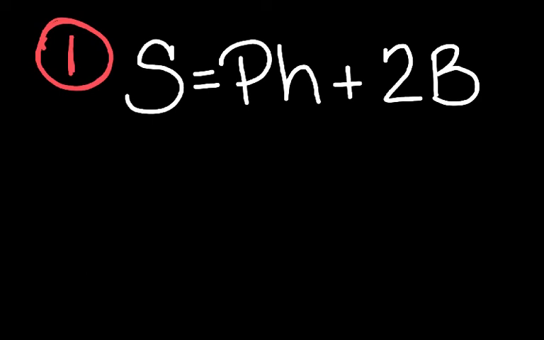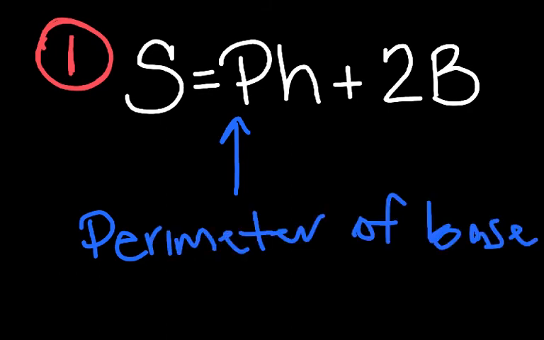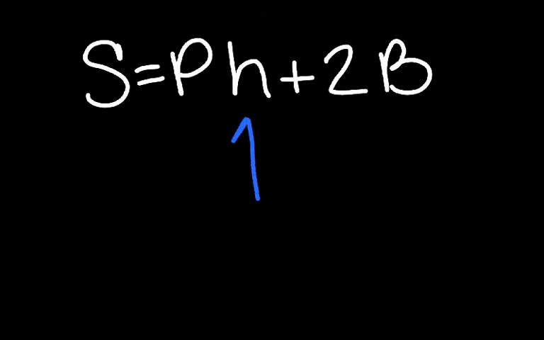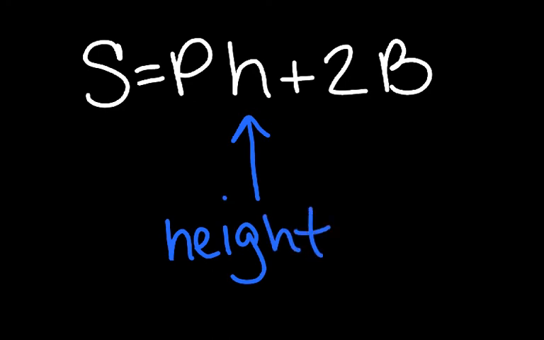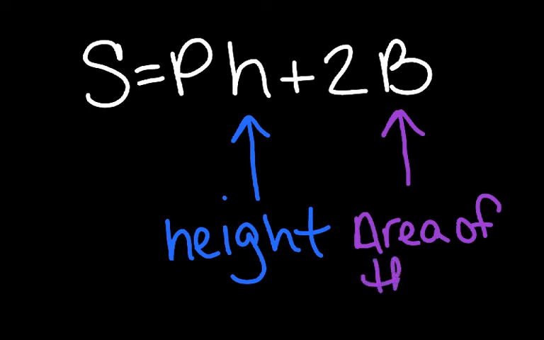Okay, you should have written the formula by now. The capital P stands for the perimeter of the base. Write that down. The H stands for the height of the base. And the capital B stands for the area of the base. Write that down.